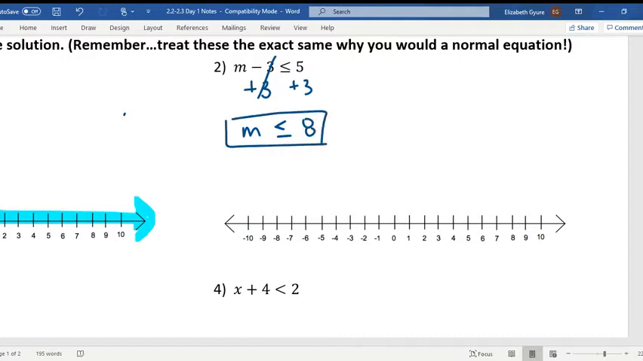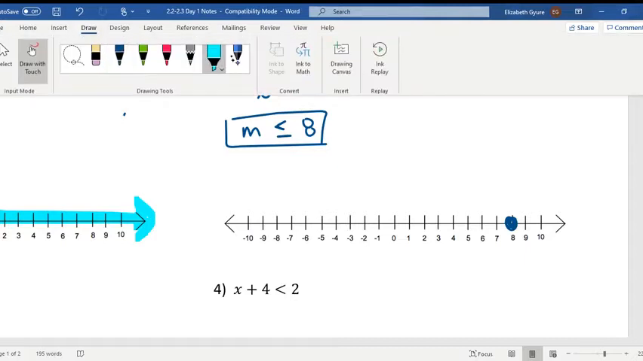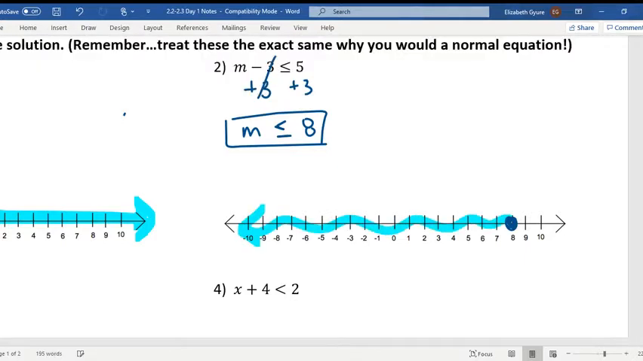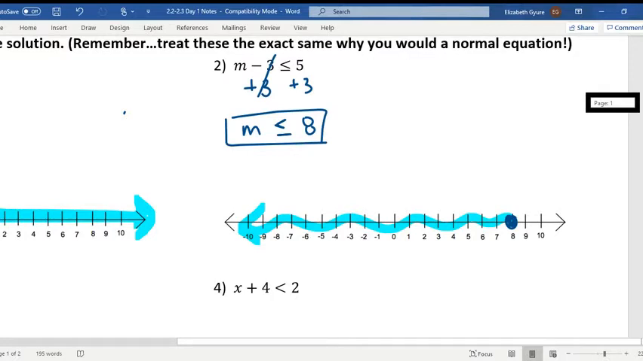Good. Jaden, do you think this should have an open or a closed circle at 8? Closed circle at 8, good. And then this is a less than or equal to sign. So we want numbers that are going lower, right? So Corey, would we shade to the left or to the right? Yeah, shade to the left. Good. Questions on that one? Do you got that? Yeah, okay.